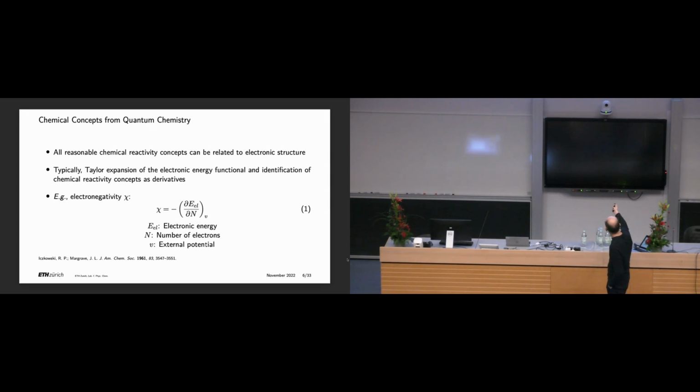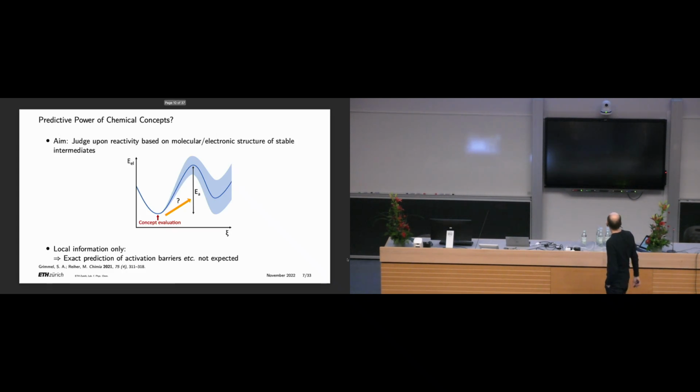And in this Taylor series expansion, all the derivatives are interpreted as concepts, and the concepts tell you something about the reactivity of the system. The problem is, though, that the concept evaluation takes place at the minimum structures. Right? So you try to figure out what the barrier height is, what the kinetics is of a system by looking at the stable minimum structures. And that is, of course, an issue here, right?